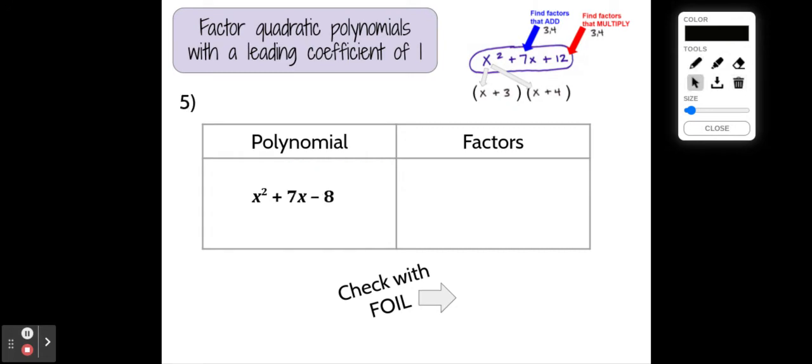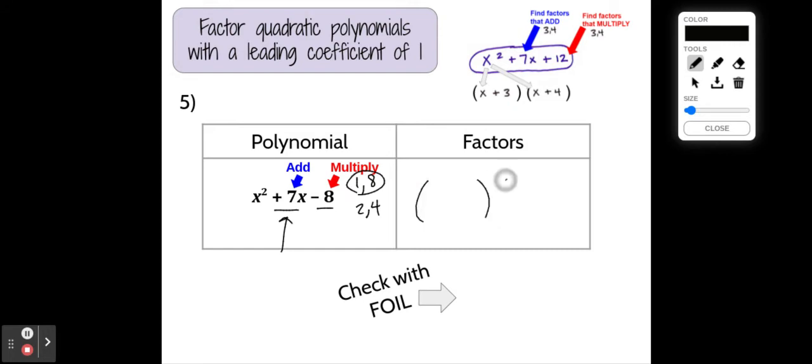Okay, last one that we're going to do together here: x squared plus 7x minus 8. Let's be thinking of this last number, 8, and what its factors are. It's always easy to start with this one. Think, what do I multiply to get 8? 1 times 8, 2 times 4. Well, which two factors would give us a 7 if we added? That would be 1 and 8.